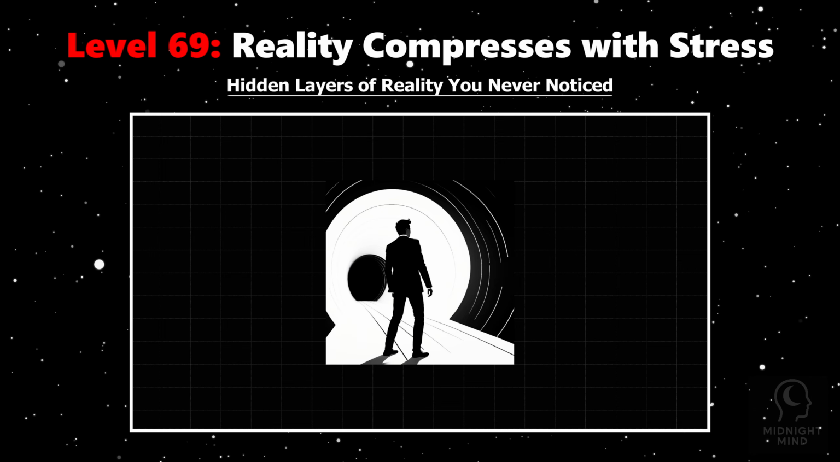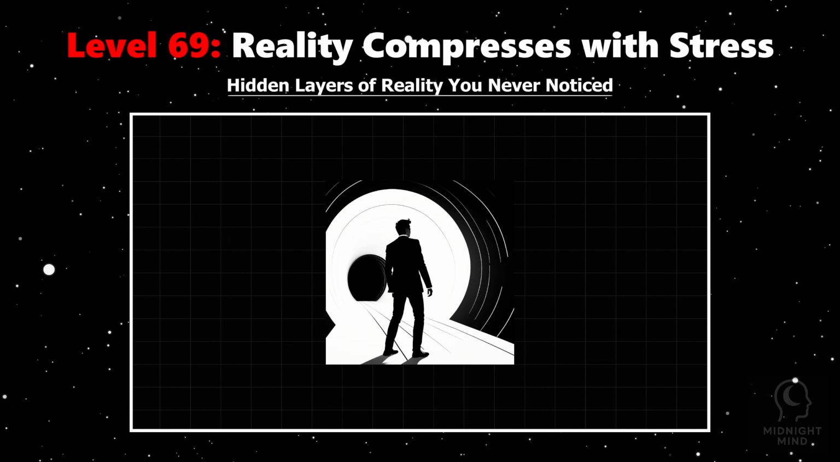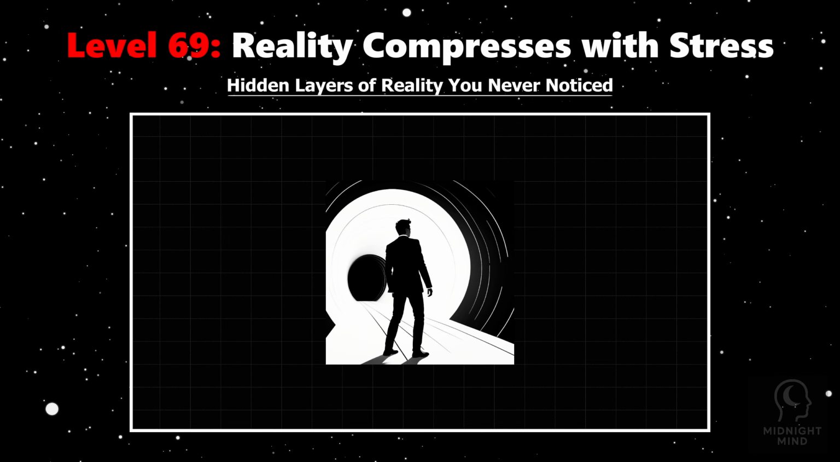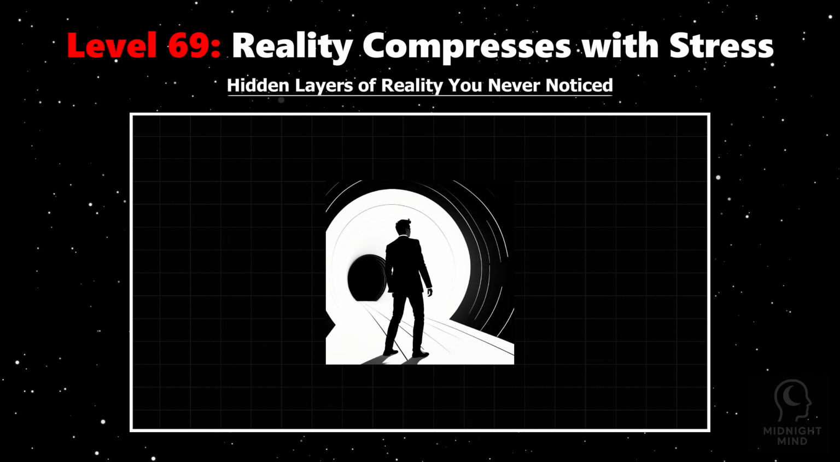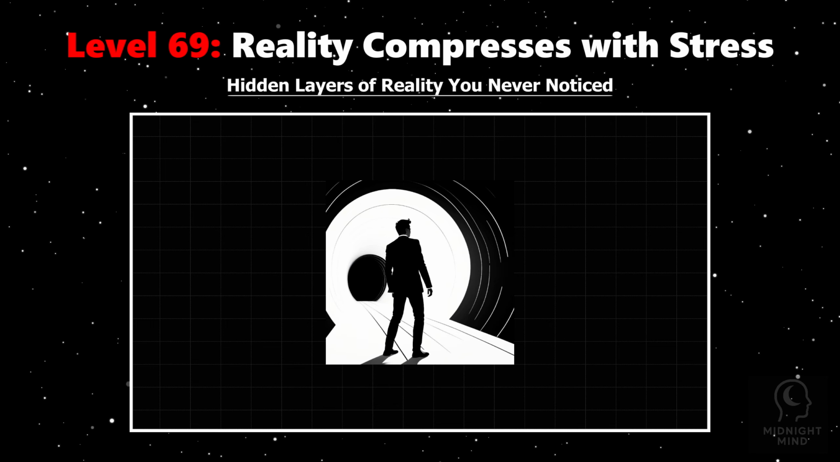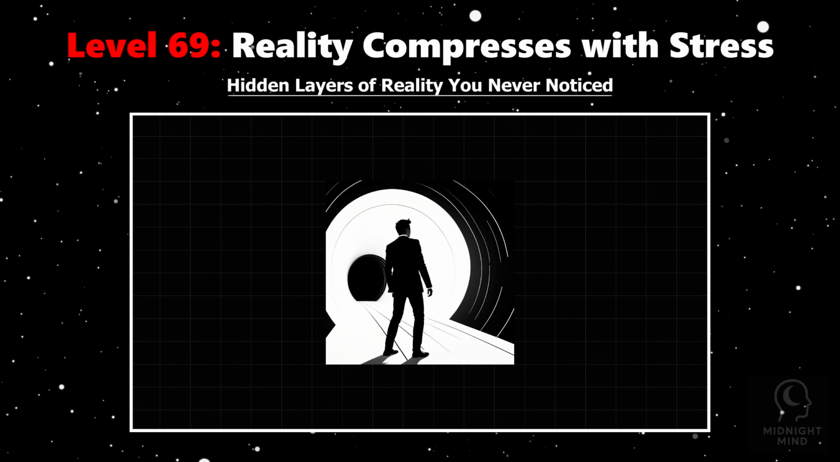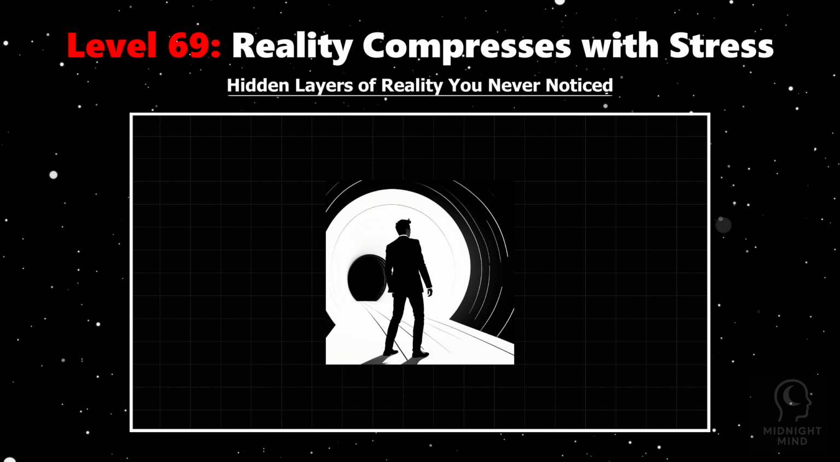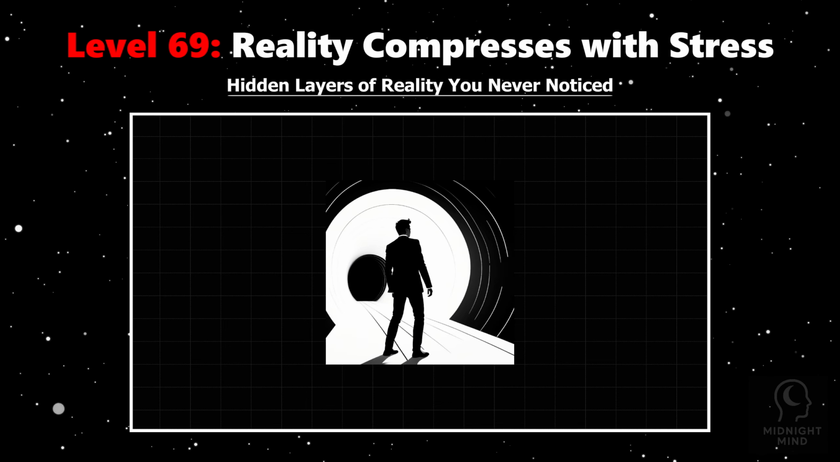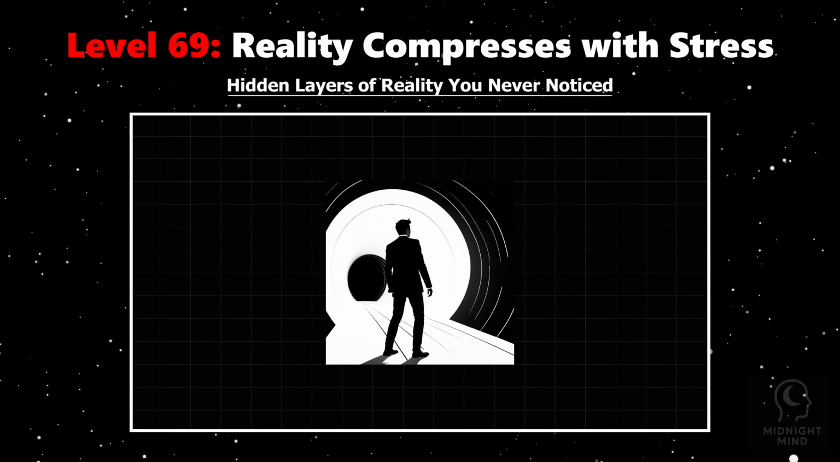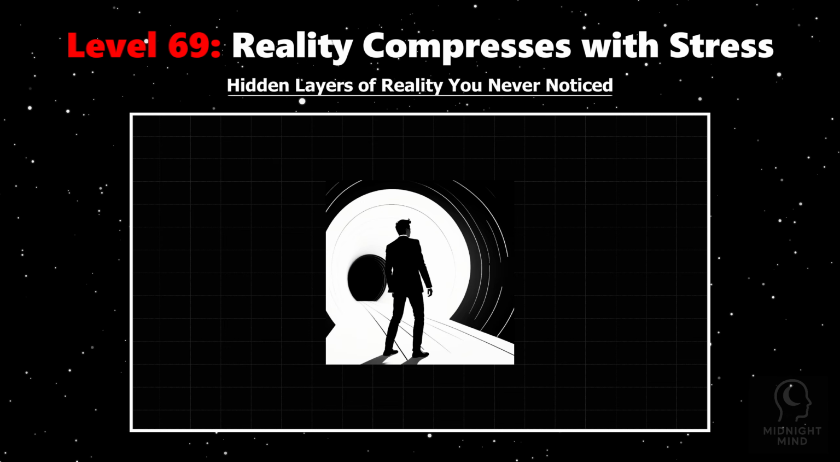Studies show the amygdala activates intensely, modulating sensory regions to dull color perception and reduce peripheral awareness. This creates a sensory bottleneck, where stimuli outside the threat zone fade into shadows. Psychologists call this attentional narrowing, which is why stressful events seem to pass in a blur and memories feel fragmented.